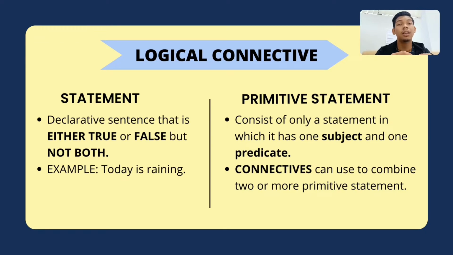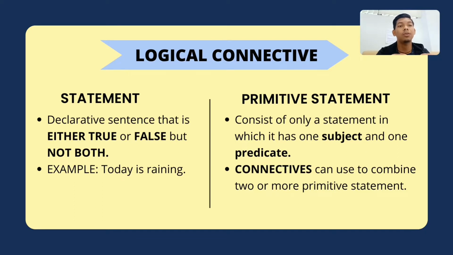Alright, next we will move to the content of this topic. So, logical connective, we have statement and primitive statement. What is statement and primitive statement? A statement is a declarative sentence that is either true or false, but not both. As you can look here, for example, today is raining. This sentence can be true and can be false, but not at the same time. The primitive statement consists of only a statement in which it has one subject and one predicate.